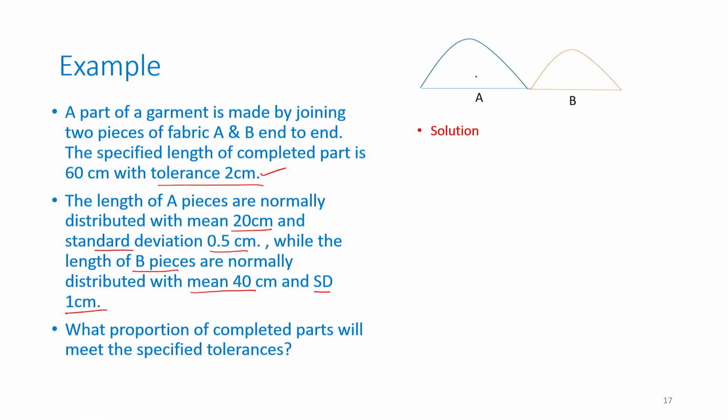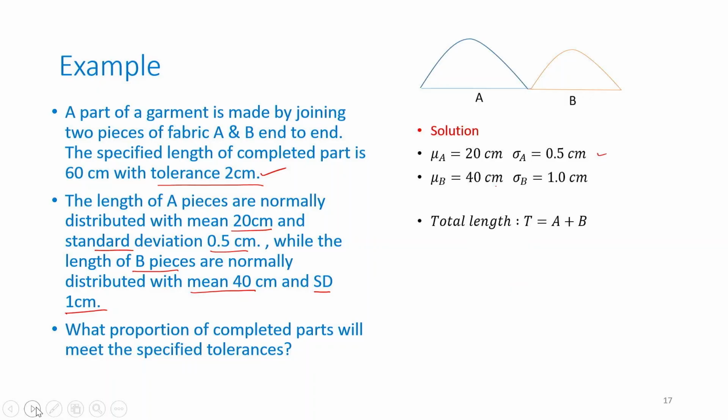So we have A parts normally distributed, and B parts normally distributed, each having their own mean and standard deviation. So mu A is 20 cm given, and sigma A 0.5 cm also given. Mu B is 40, sigma B is 1. So these are already given. Now we need to know how T is going to change.